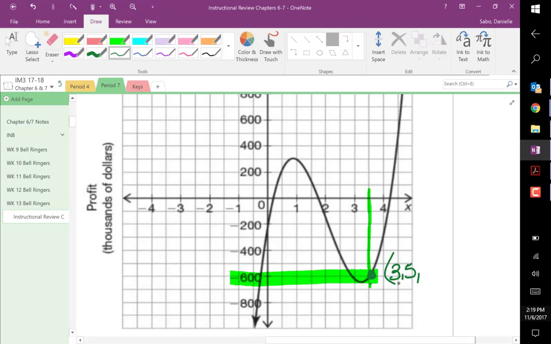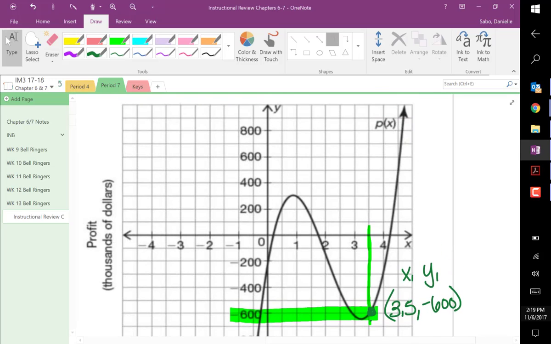Yeah, negative 600. Okay, so I want to label it x1, y1. I found it. Again, I have this formula, so I'm going to use it. Now I'm going to go to my next one.